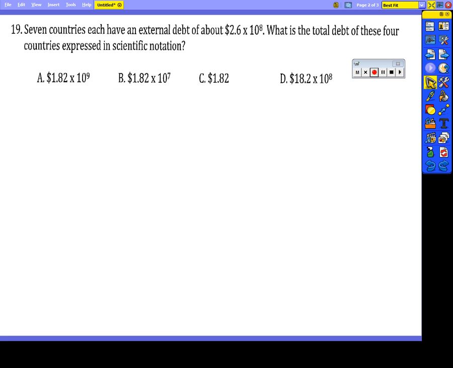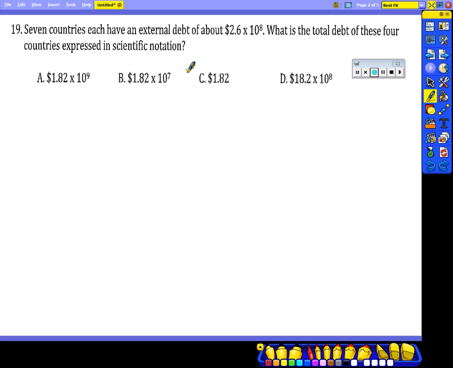I am not going to start this video off by saying "alright." If you have no idea what I'm talking about, see video 18. So 7 countries each have an external debt of about that much money. That's a lot. What is the total debt of these 7 countries? Okay, that's a typo. Not 4, 7.